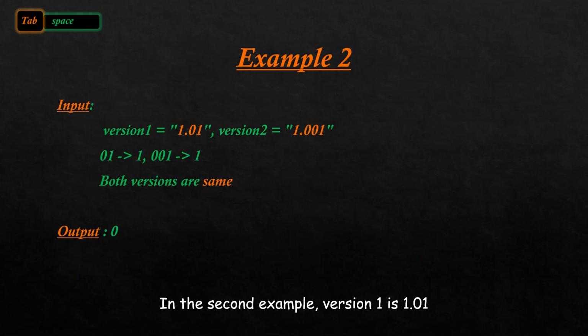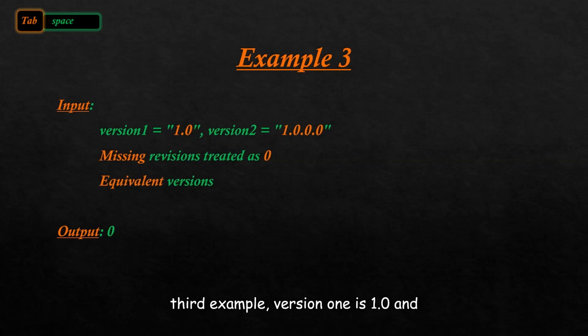In the second example, version 1 is 1.01 and version 2 is 1.001. When we ignore leading zeros, both 01 and 001 become the number 1. So the first revisions are equal, and since there are no more differences, the two versions are considered the same. The function will return 0 in this case.